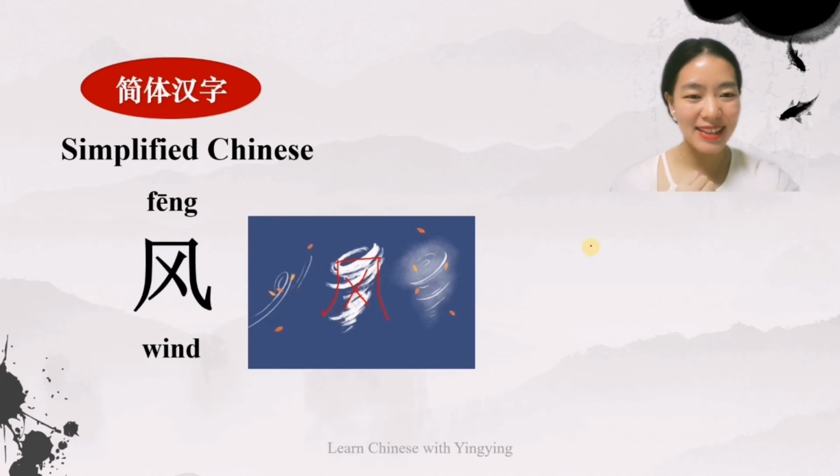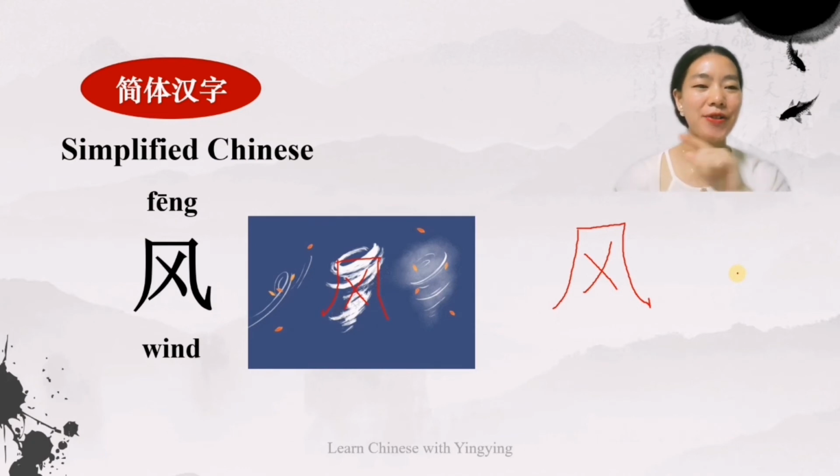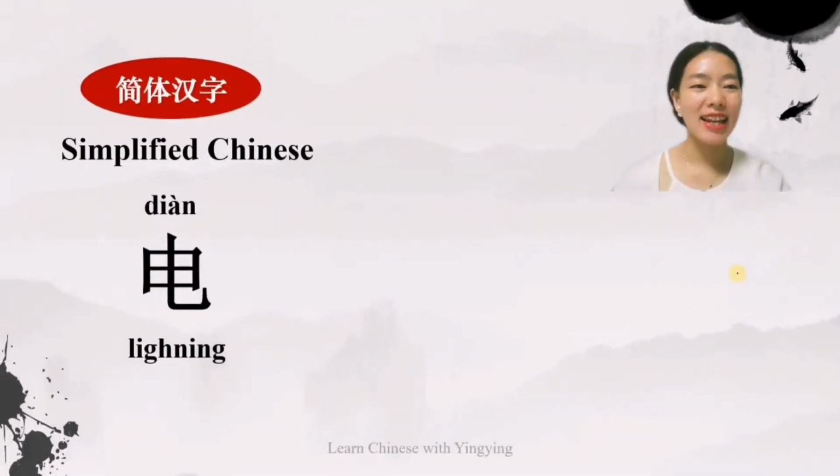Now let's write it together. So a left swing, a line, and a right swing with a hook, and a cross inside of it. Here we have it, the word 风. It means wind. The last word we are going to learn is 电. It means lightning.